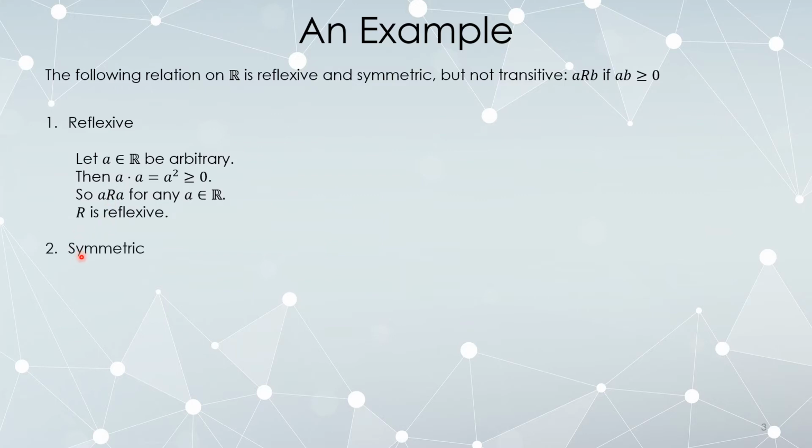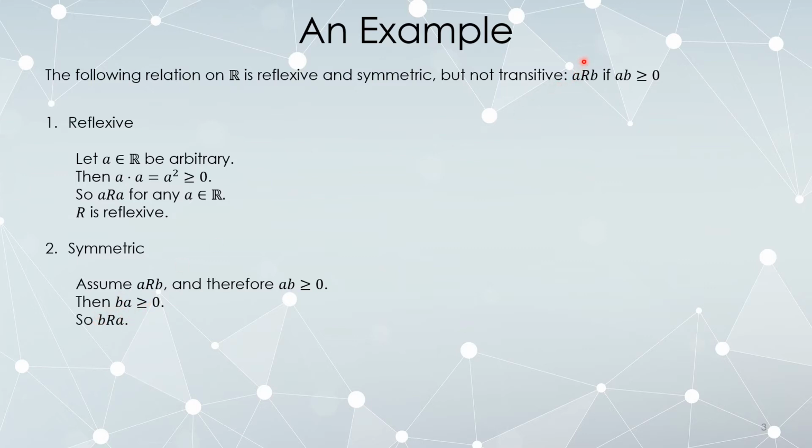Next up, is this a symmetric property? This is a conditional statement. If A is related to B, then B is related to A. So how do I prove that? We get to assume the hypothesis, A is related to B. Our relation says A is related to B exactly when the product of the two numbers is bigger than or equal to 0. So we get to assume that A times B is bigger than or equal to 0. Of course, this implies B times A is bigger than or equal to 0, which means B is related to A.